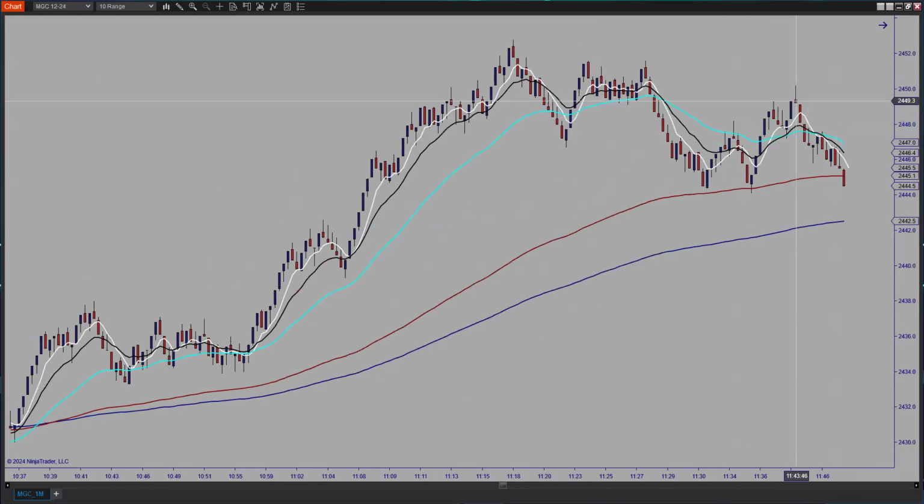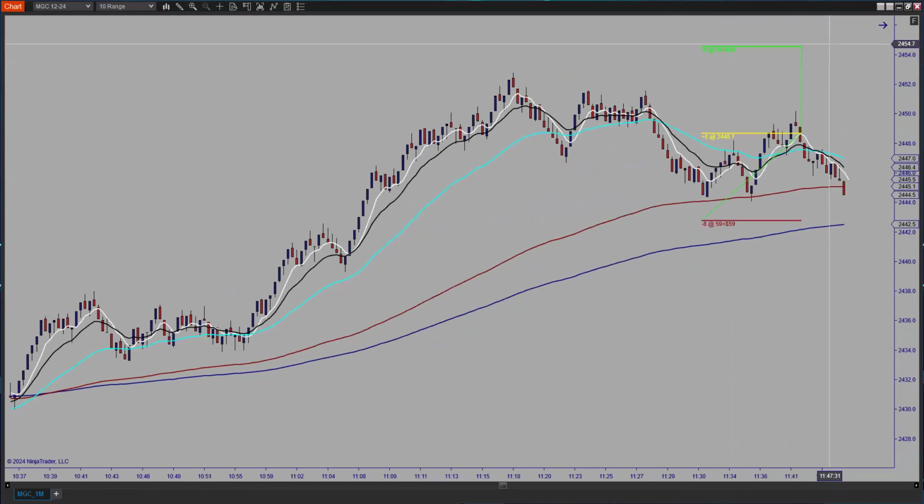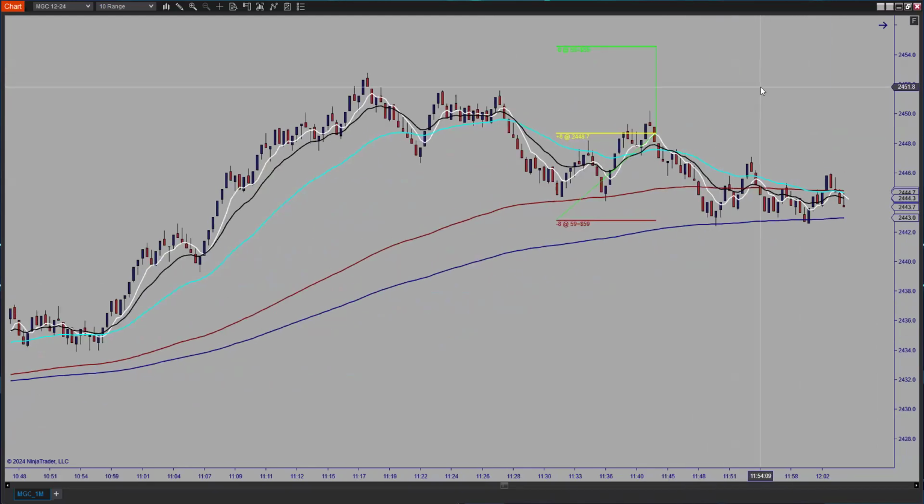Yeah, that would have been another one. That was a stop out. Would have been right here. Had room to trade it. Definitely enough room, just didn't work.